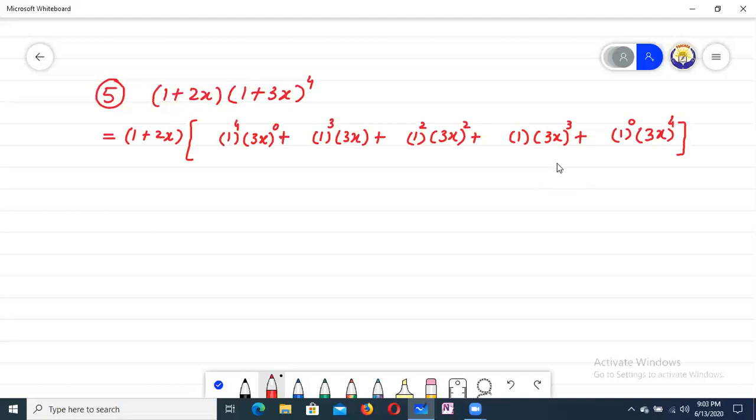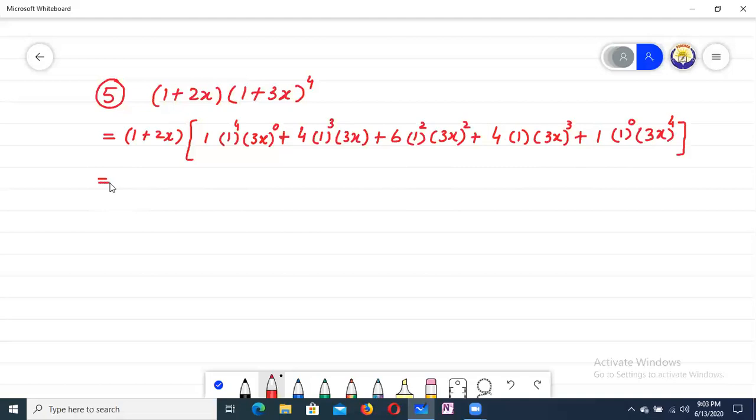After that, we will write the coefficients. And coefficients we will write from Pascal triangle. In Pascal triangle, we will use row 4. In the fourth row, the coefficients are 1, 4, 6, 4, 1.